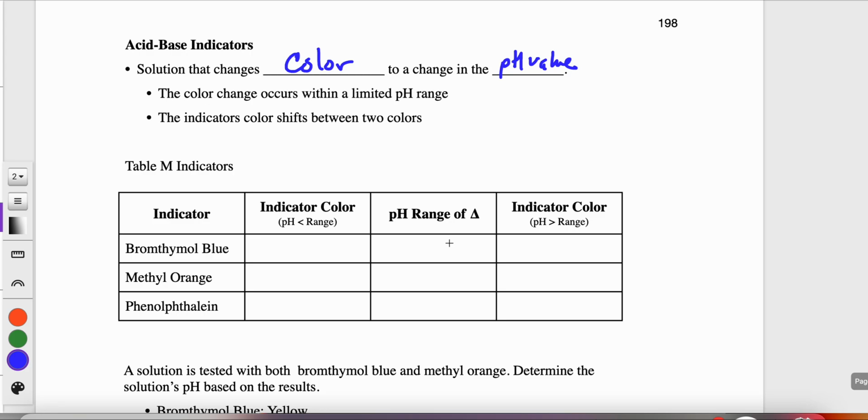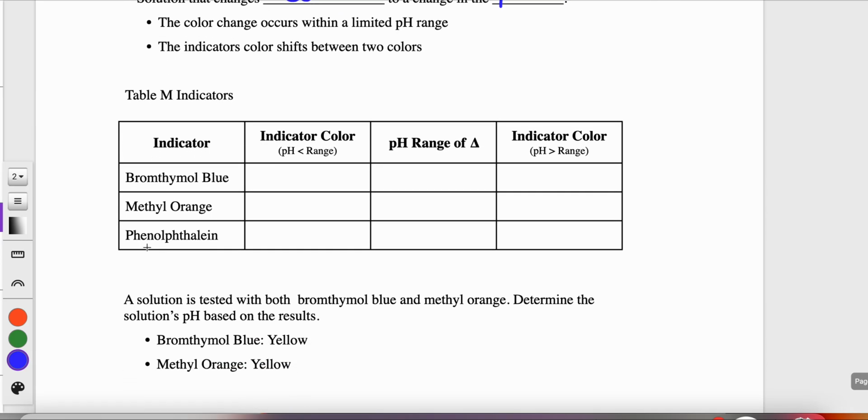Now, there are many acid-base indicators that exist in nature and that are used in labs. We have to work with a select few that are on our table M. The actual color change occurs within a limited pH range, and the indicator only shifts between the two colors. A common acid-base indicator is bromethymol blue. A lot of times you will see it abbreviated as BTB.